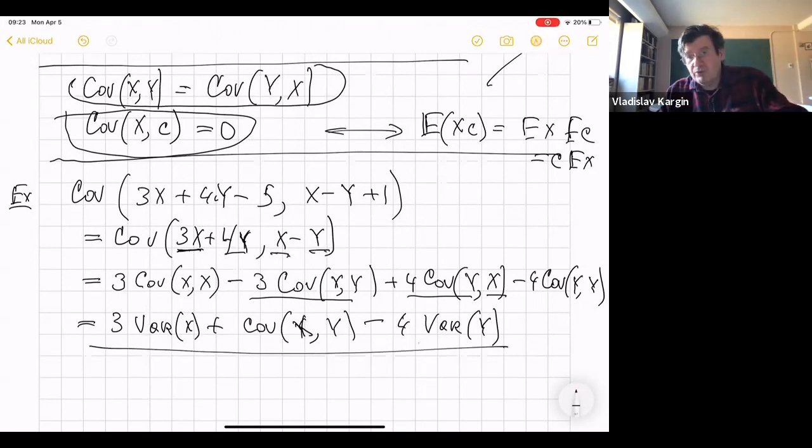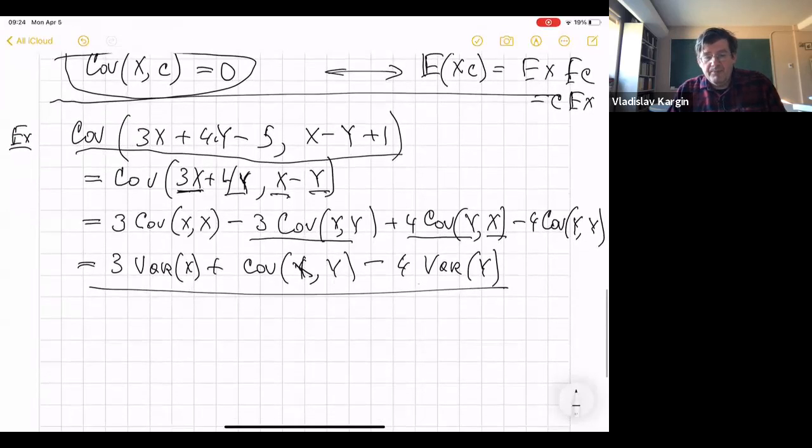If I gave you the variance of x, the variance of y, and the covariance of x and y, you could calculate this thing, right? So this is another example, an example of calculating the covariance of two things.